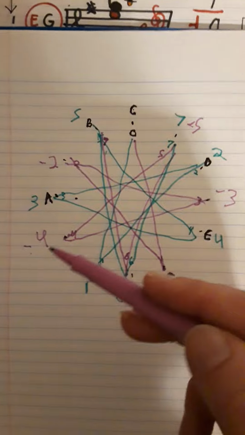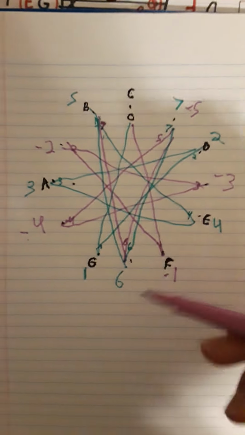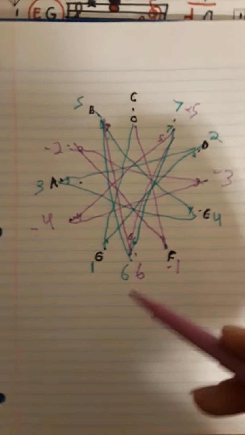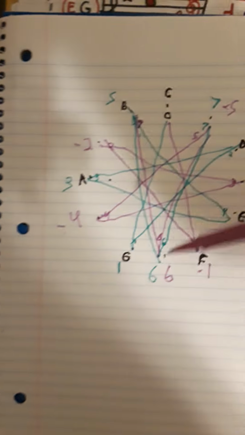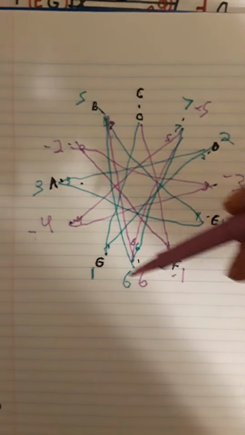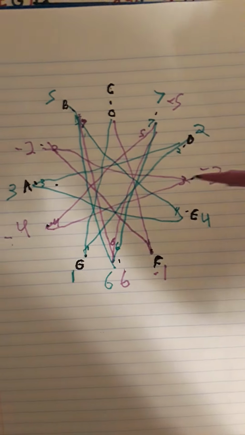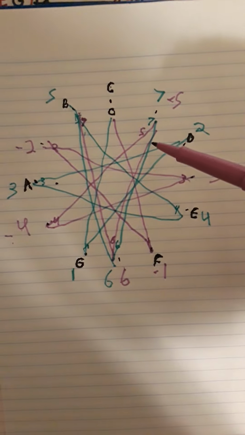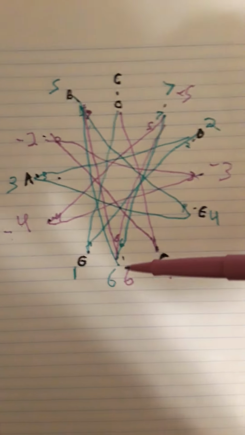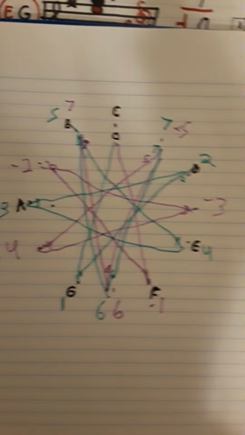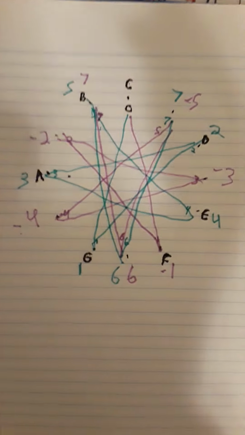So A flat, D flat, G flat, and notice how G flat is the same as the F sharp. And then C, F, B flat, E flat, A flat, D flat, G flat, and then C flat is your 7 right there. And notice how those line up too.